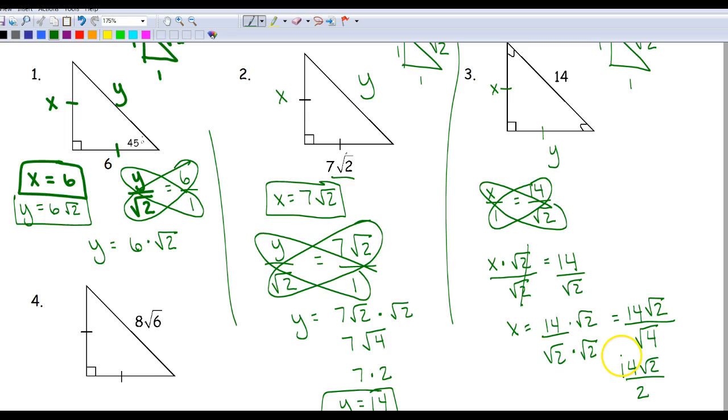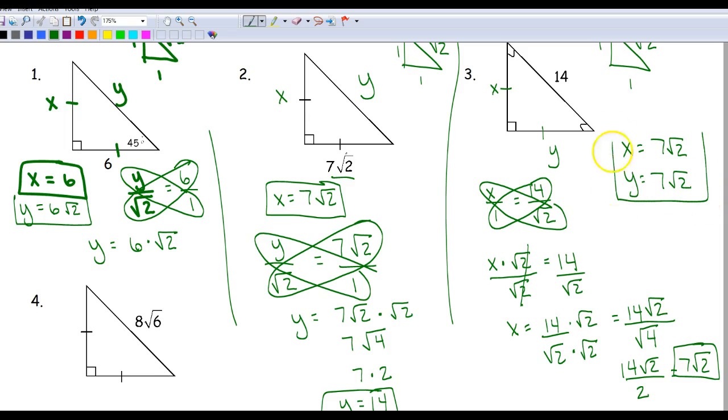And now I can reduce this thing. I have a 14 on top and a 2 on the bottom. Both of those are not under a square root, so I can divide. 14 divided by 2, I get 7 root 2. And that's going to be my answer. So x is equal to 7 root 2. And luckily, we don't have to do any work for y. Y is going to be the same, 7 root 2. So those are going to be my answers.